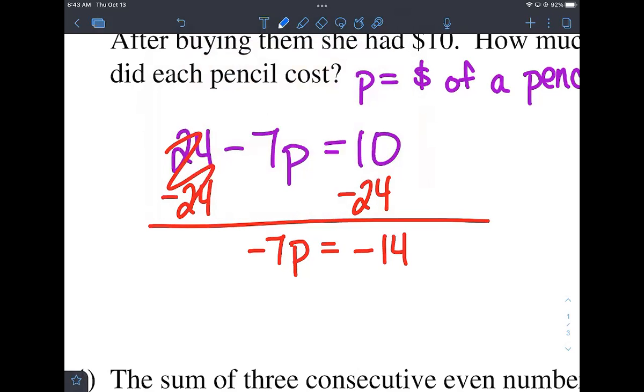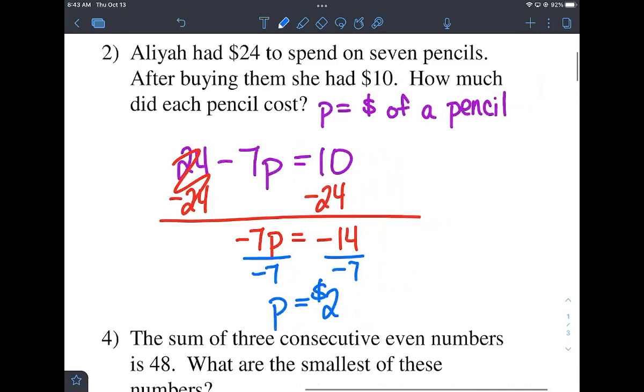We're not dividing by 7. We're going to divide by the same number we were multiplying by. So we have to go back in time even further. We have to divide both sides by negative 7. And P is going to equal 2. 2 pencils? $2. That's why we like to just define what it is we're finding. It's not the number of pencils, it's the price of a pencil. Luke.